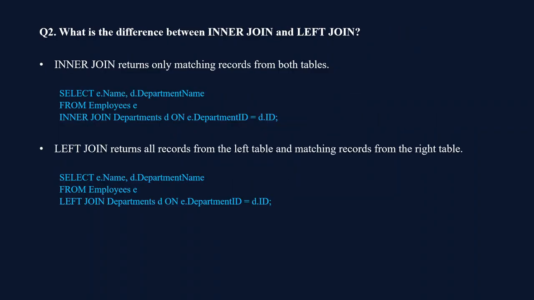Number 2. What is the difference between INNER JOIN and LEFT JOIN? INNER JOIN returns only the matching rows from both tables. For example, SELECT employee name and department name FROM employees INNER JOIN departments ON department ID.